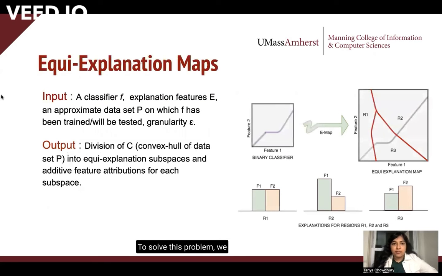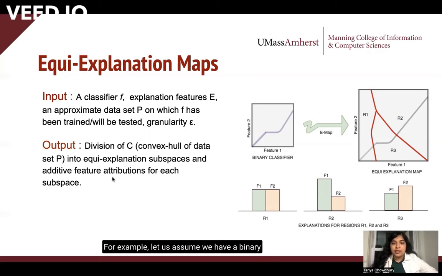To solve this problem, we present Equi-explanation maps. Equi-explanation maps is a new data structure, a new explanation presentation format. It takes as input a classifier F, its explanation features E, an approximate data set on which F has been trained or will be tested, and an explanation granularity epsilon. Based on this, an Equi-explanation map outputs a division of the convex hull of the dataset into Equi-explanation subspaces and additive feature attributions for each subspace.